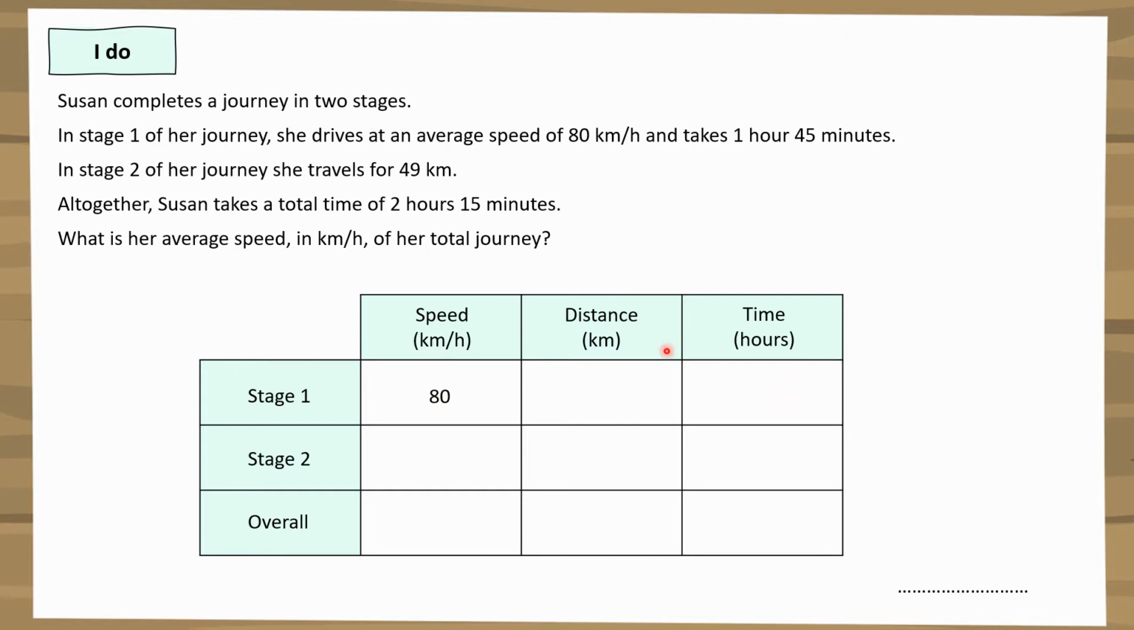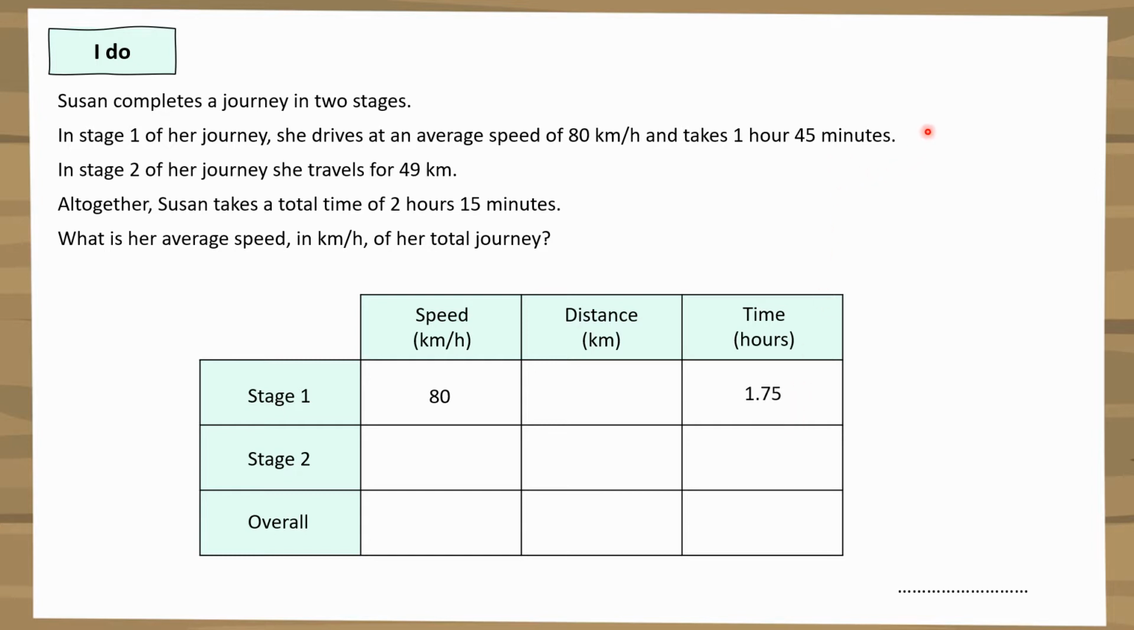Now when I do these, I put straight away into the table what that is in hours. So you should have already done, before you get to this skill, how to solve speed, distance and time problems when the time is given in hours and minutes. So 1 hour 45 minutes is 1.75 hours. So I'm going to put that into the table.